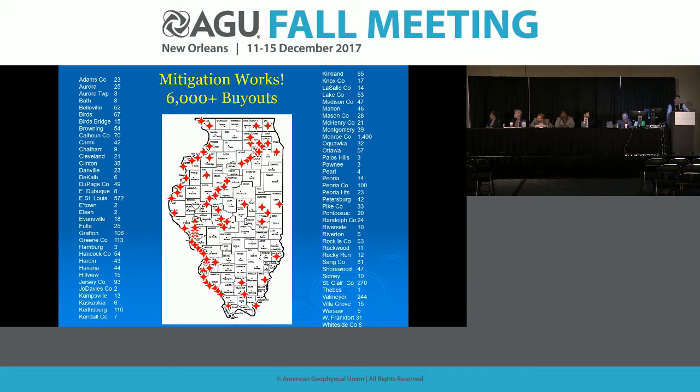And we know that mitigation works. Managed retreat mitigation is part of that process. We've done about 6,000 buyouts since the 1993 flood. Again, you don't have to be a good geographer to identify the Mississippi and Illinois rivers on this map.